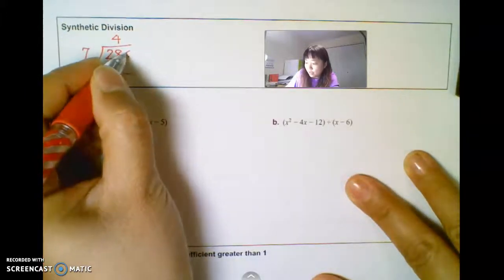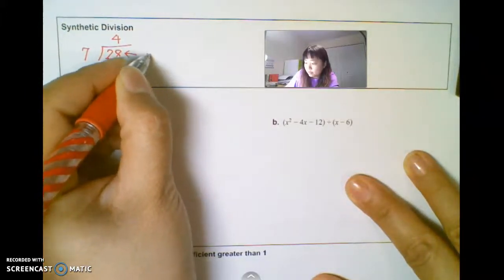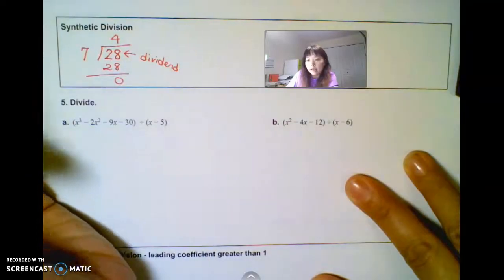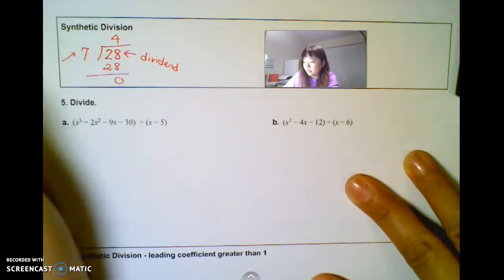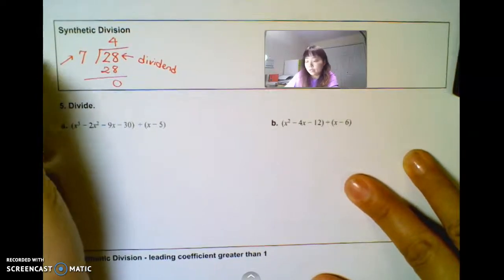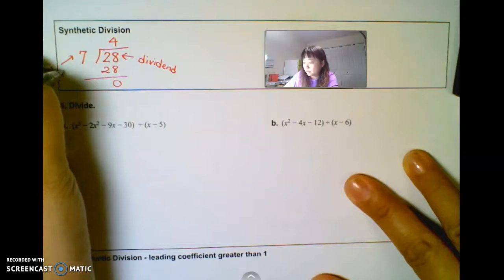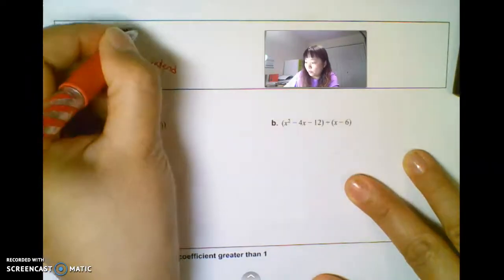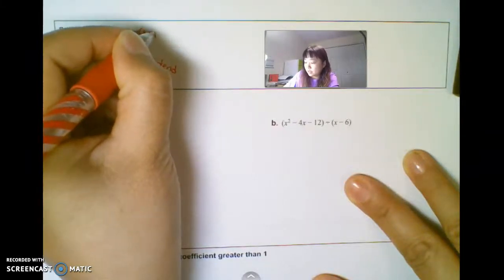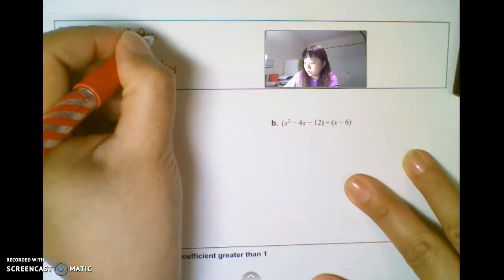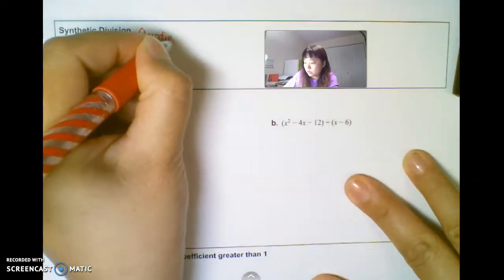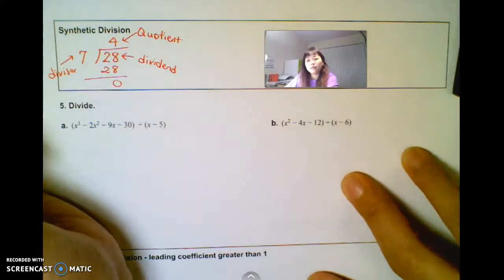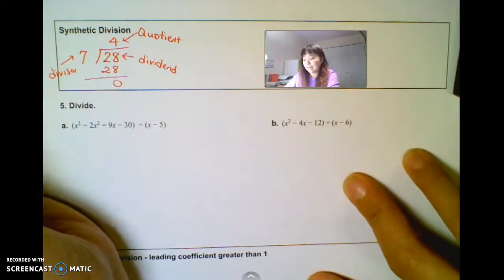Well, 28, if you remember, is called the dividend. And the 7 is what we're trying to divide that 28 into. It's called the divisor. And then 4, what we get from dividing two things, is called the quotient. So we do dividend divided by divisor, and we get the quotient. That's the answer.